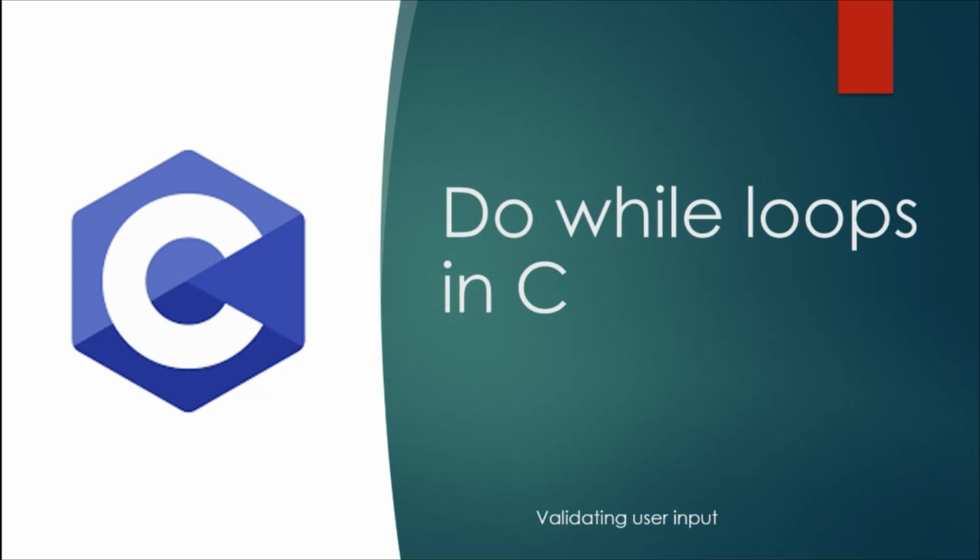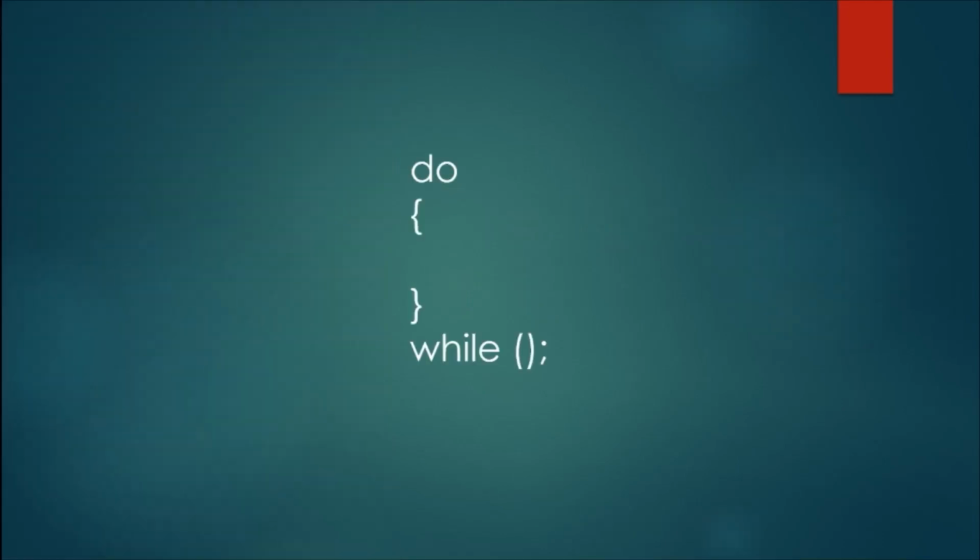This type of loop is called a do-while loop. And do-while loops will allow us to perform some action at least once, and then check if a condition is met. Let's look at the syntax of a do-while loop because it's a little different than the loops we've seen thus far. And the syntax for a do-while loop is as follows.